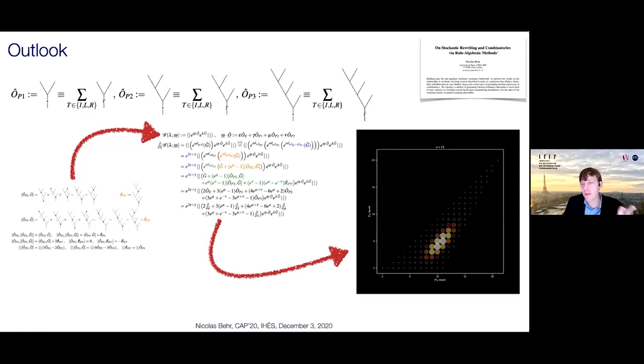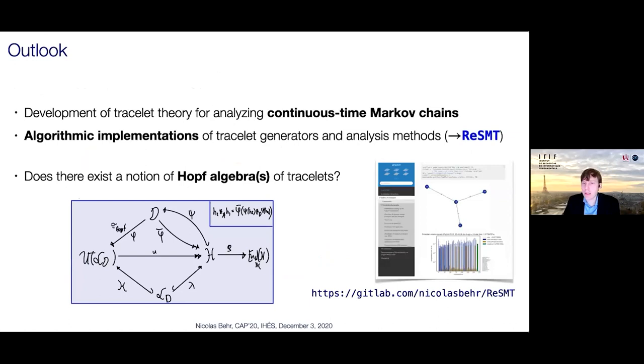So this will be a forthcoming paper for the beginning of next year. And one of the cases will be an explanation of why you see a certain commutator structure in these planar rooted binary tree computations. Okay, but let me conclude to stay within the time limit.